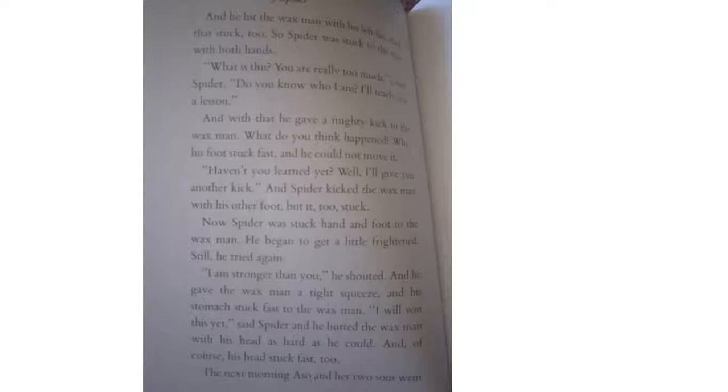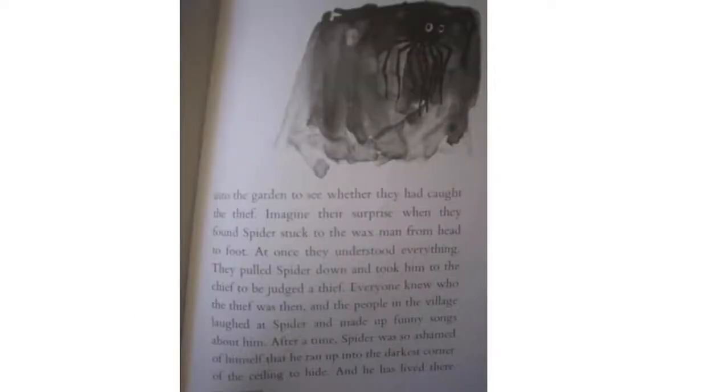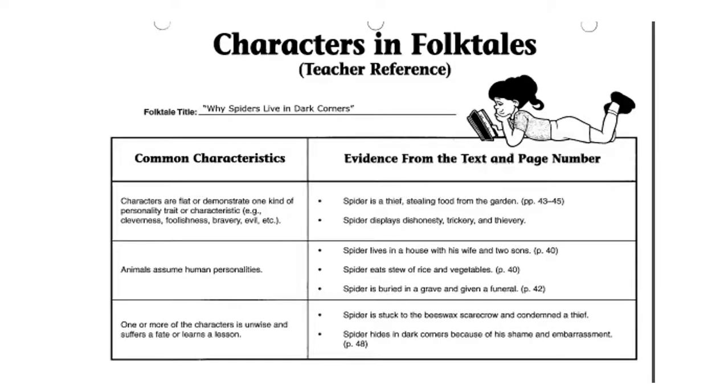The next morning, Aso and her two sons went into the garden to see what they had caught. The thief. Imagine their surprise when they found Spider stuck to the wax man from head to foot. At once they understood everything. They pulled Spider down and took him to the chief to be judged a thief. Everyone knew who the thief was then, and the people in the village laughed at Spider and made up funny songs about him. After a time, Spider was so ashamed of himself that he ran up into the darkest corner of the ceiling to hide, and he has lived there ever since.